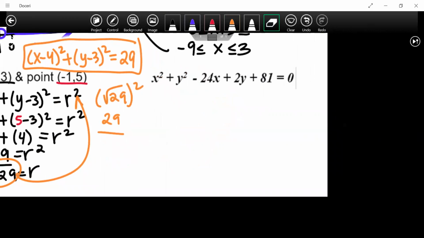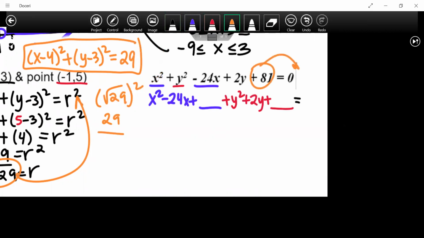I'm going to bring my whole numbers together, my x's together first. x squared minus 24x plus a blank, my y's: y squared plus 2y plus a blank is equal to negative 81. I'm going to take this 81 and bring it to the other side. Trying to complete the square with this.